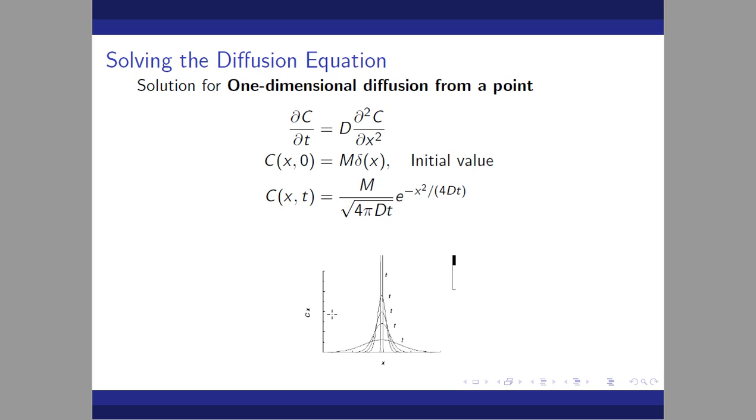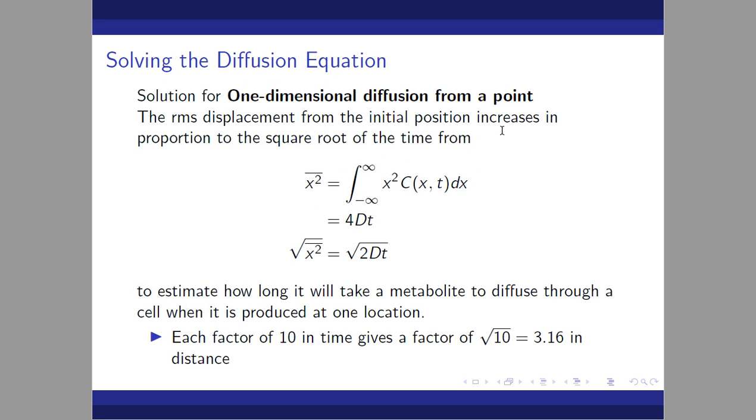So we can estimate c(x,t) at point x. The concentration will be smaller and smaller after some time. And this is the solution for one-dimensional diffusion from a point. The root mean square displacement from the initial position increases in proportion to the square root of time, from the integration of x squared c(x,t).